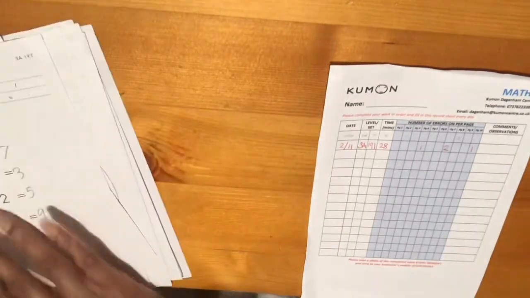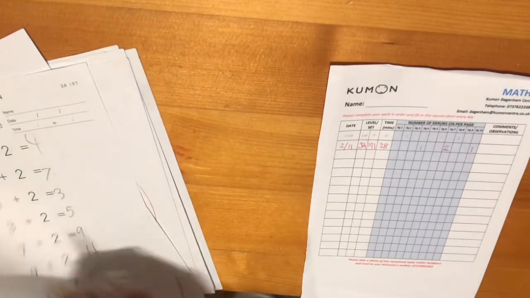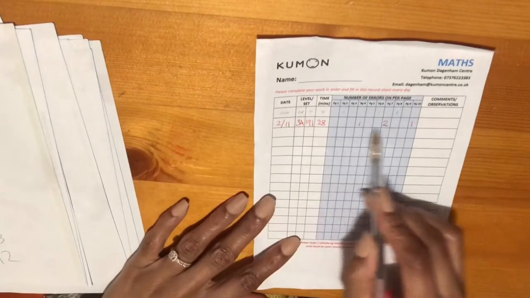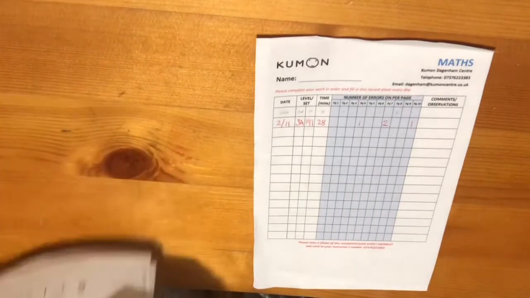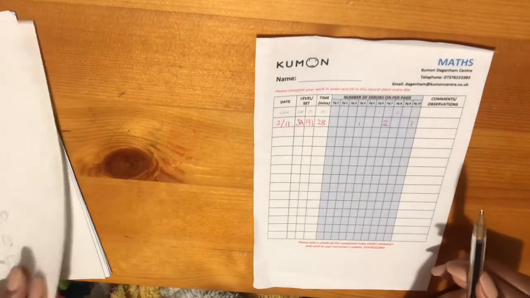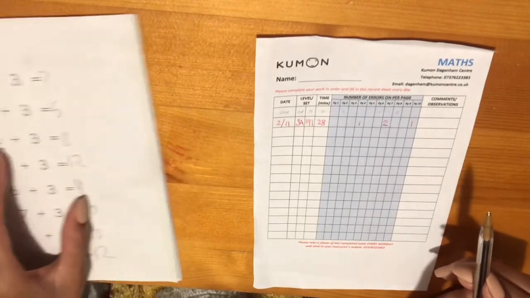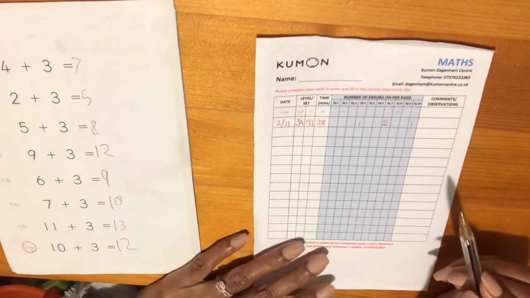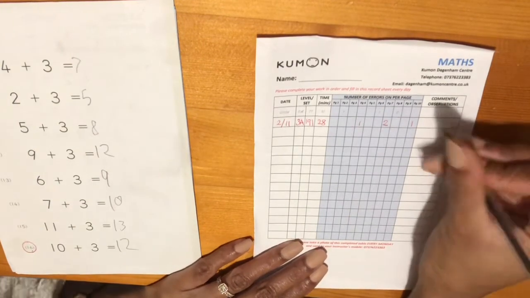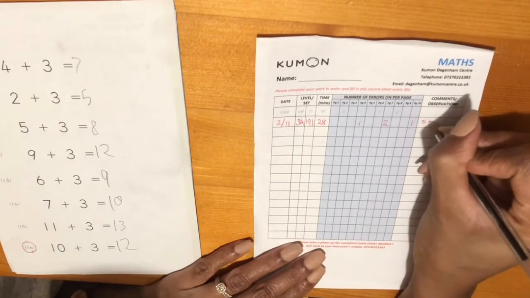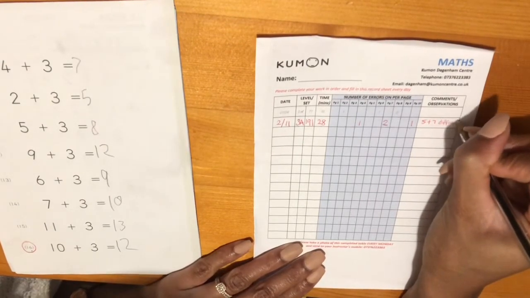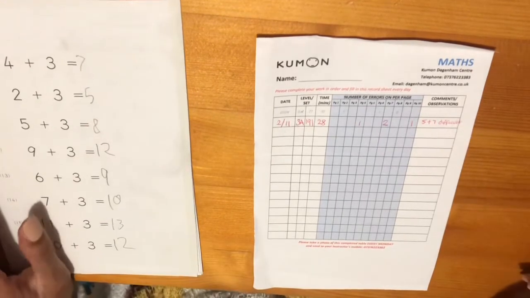On the pages where there were no errors, no need to write anything in those boxes, please just leave them blank. And then in the last box it just has comments and observations, anything that you saw or your child said while they were doing their homework. If they find 5 plus 7 difficult, then we would say 5 plus 7 difficult. And that's all I require.